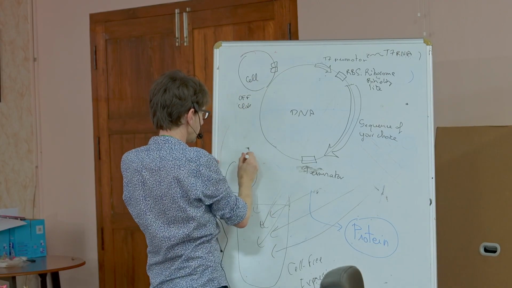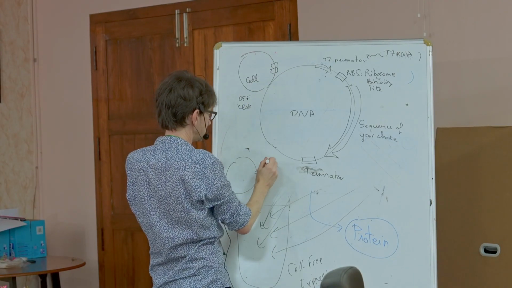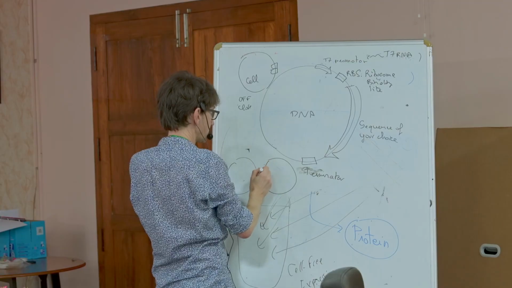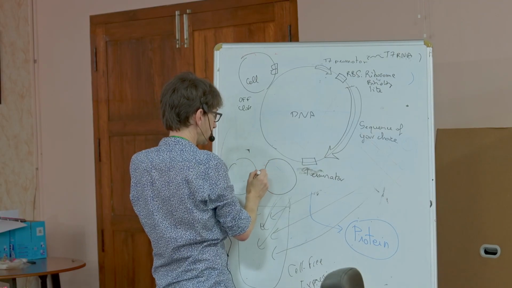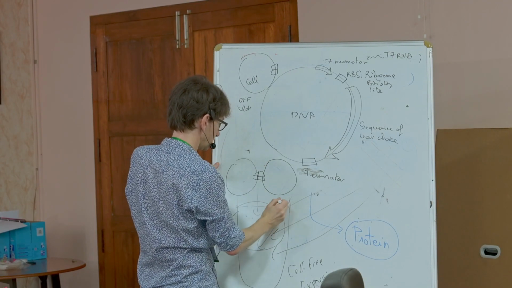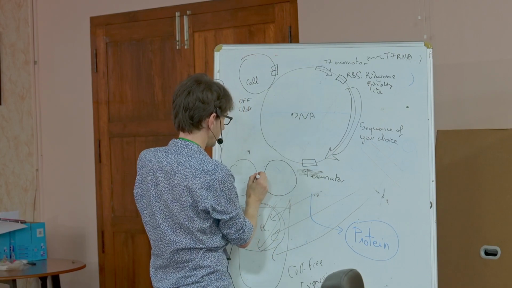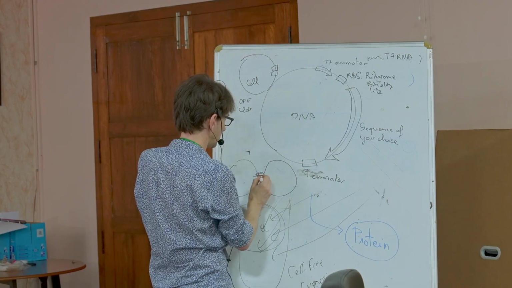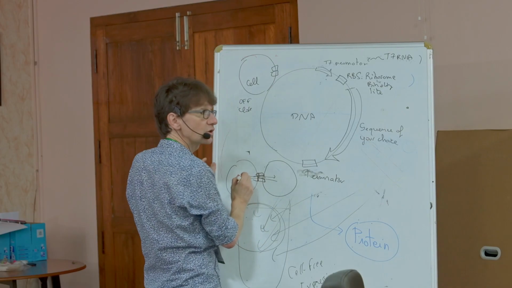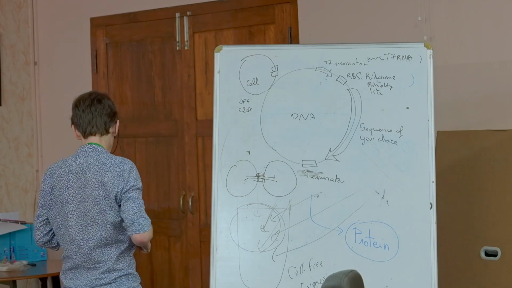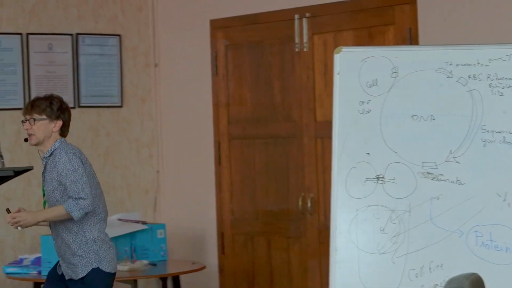And when you have your two cells together, they kiss. It's like a kiss. And when they kiss like that, they will open a channel and then they can exchange medium. So it's a very interesting system for cells to communicate.